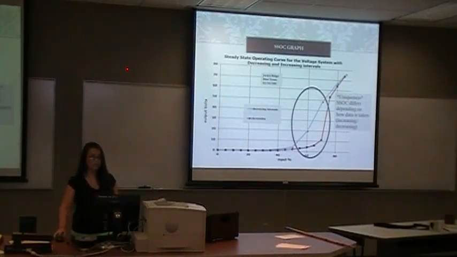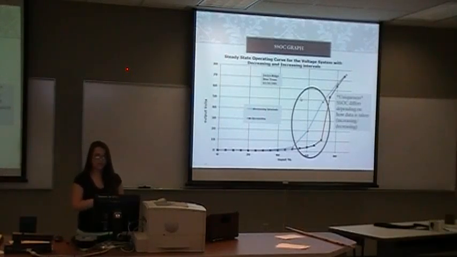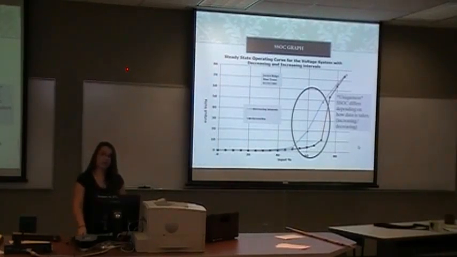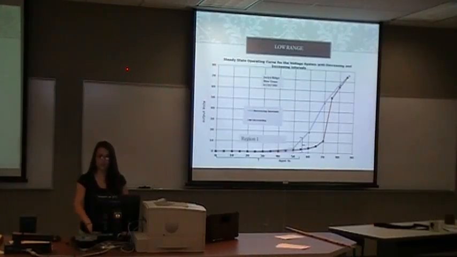It's unique because you can see in the circled region, if you take the data in increasing intervals, it's different from when you take it in decreasing. So there's a lot of difference between this is decreasing and this is increasing. That's one thing that's unique about our system, which there are several things that are unique about our system. You'll see.